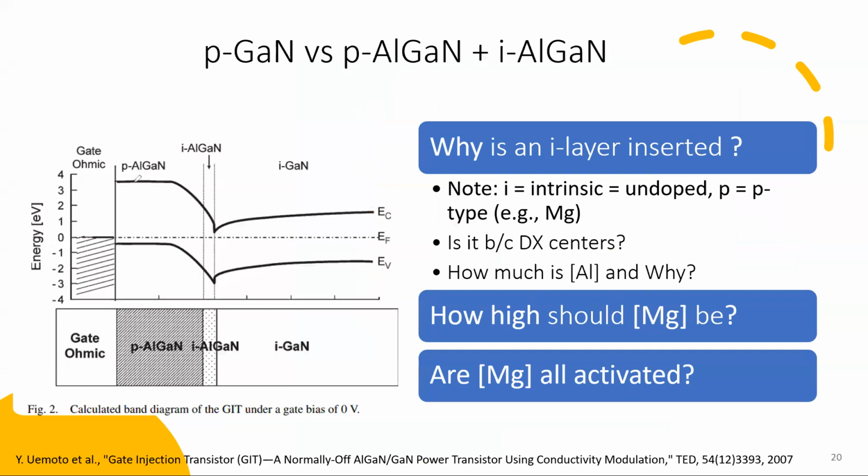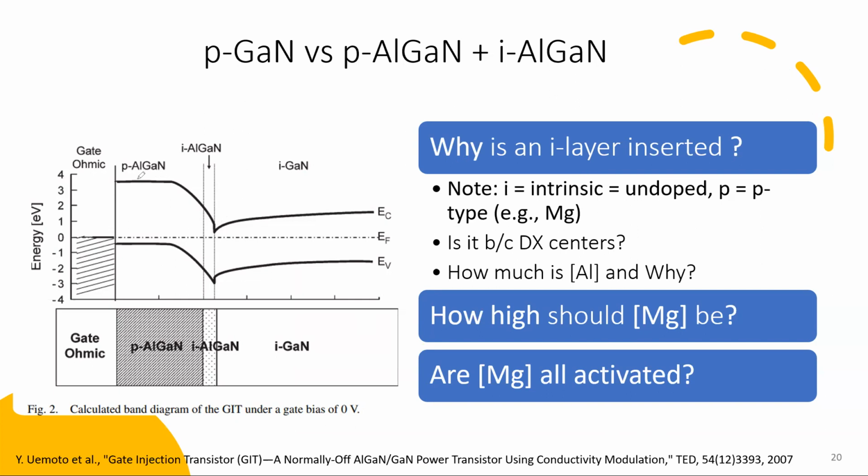And usually when we make this device on and off, we will try to insert many weird layers. Okay, here you inserted an i-AlGaN layer. Okay, your p-AlGaN is here, and then you add something here. You add a p-GaN layer here.